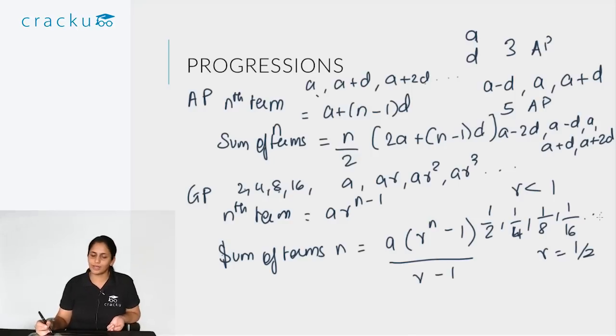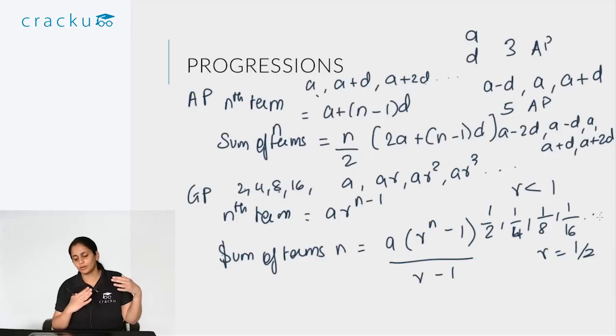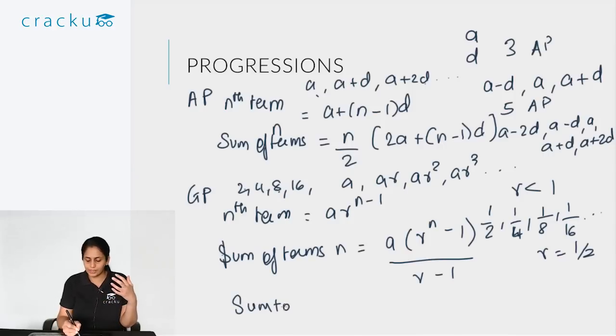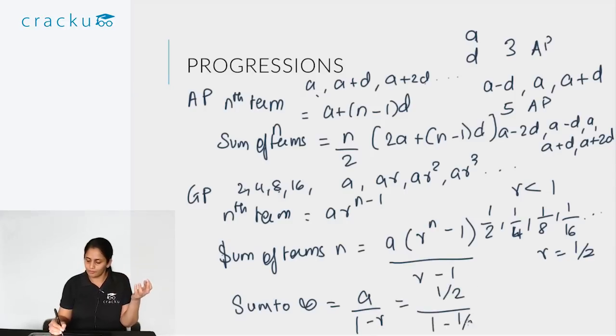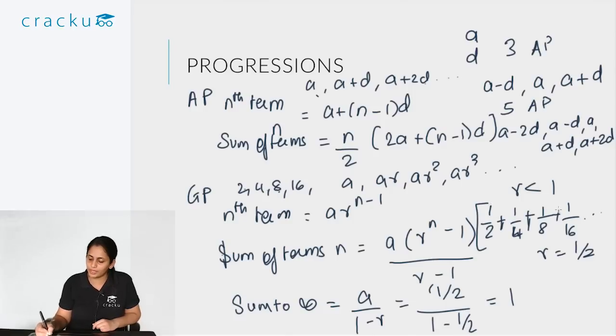So in this case, when the geometric progression is essentially tending to 0, you can find the sum to infinity. So the sum to infinity in this case would be a upon 1 minus r. In this case, you have to make sure that r is less than 1. So this will be equal to, suppose this is half, half divided by 1 minus half. That is the first term divided by 1 minus the common ratio. So this value is equal to 1. So the sum of half plus 1 by 4 plus 1 by 8 plus 1 by 16 and so on till infinity is equal to 1.